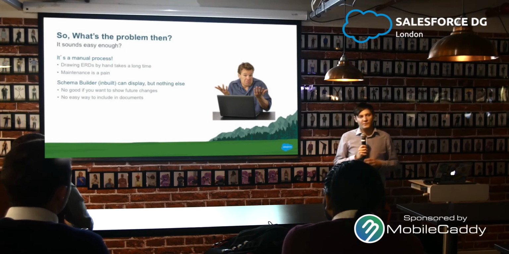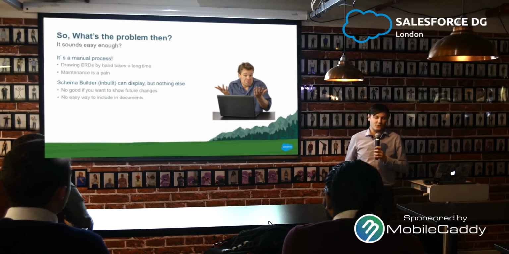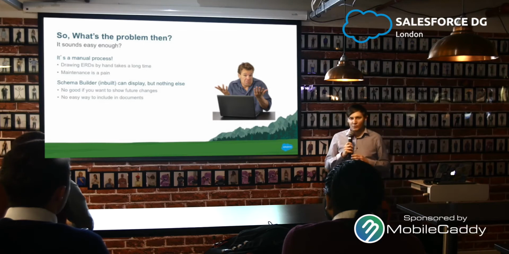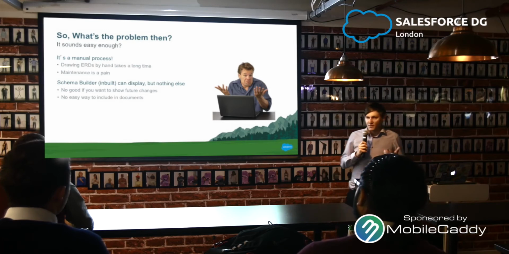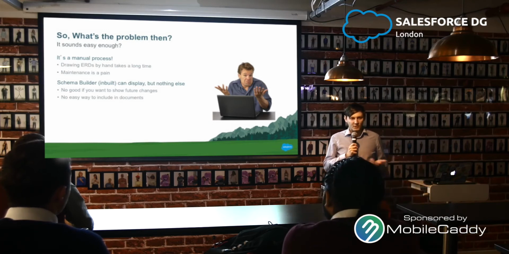There is a tool that some of you may have seen called Schema Builder, which allows you to view and make changes to your Salesforce schema. But unfortunately you can't export from that, and you can't make changes to it without affecting your actual data model. So you could take a screen dump and put that in, but that's not particularly nice. So there's no easy way to include what you've got, your current schema, in any documents.